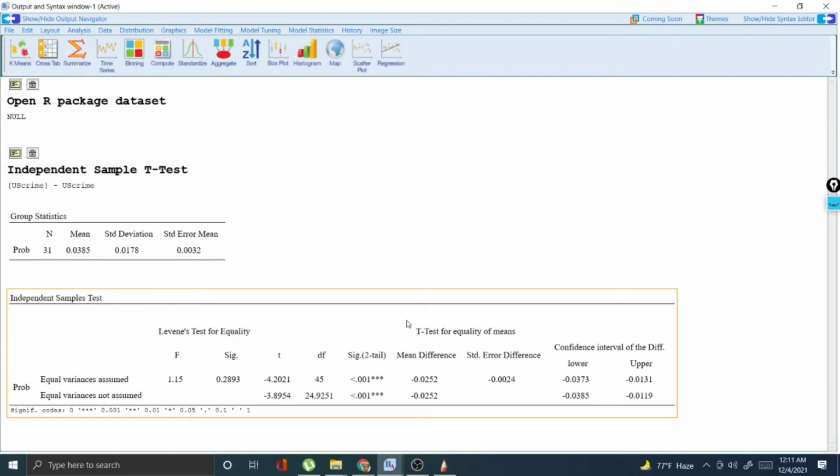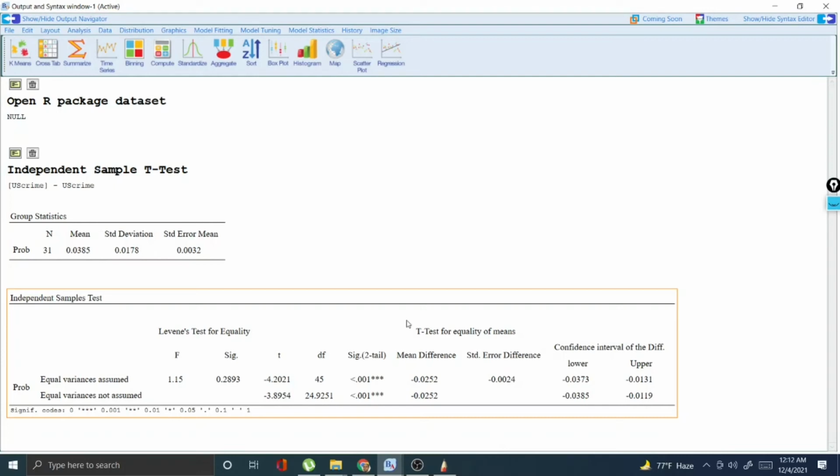We can reject the null hypothesis which says that southern states and non-southern states have equal probabilities of imprisonment. We are rejecting that hypothesis, and we are accepting the hypothesis that southern states and non-southern states do not have equal probabilities of imprisonment. Because as you know, if southern states have this kind of crime, there is an imprisonment option, so obviously the values of the two groups will not be the same, and that is the result we are looking at.